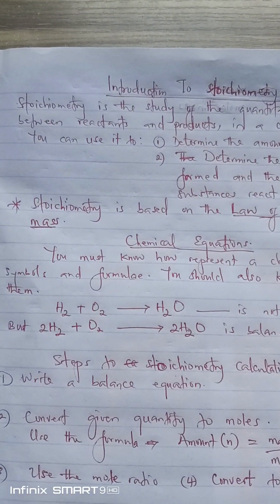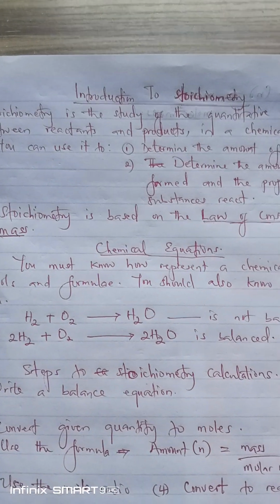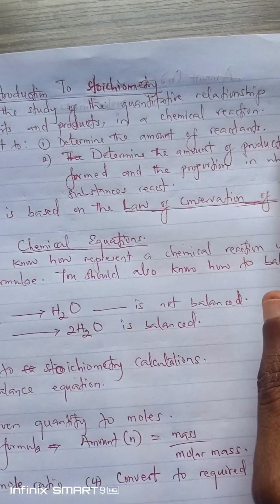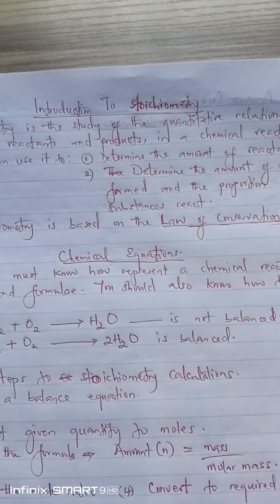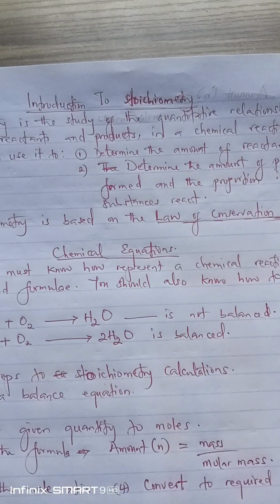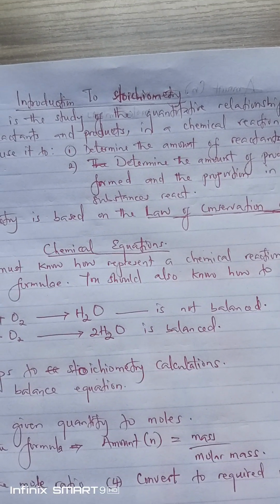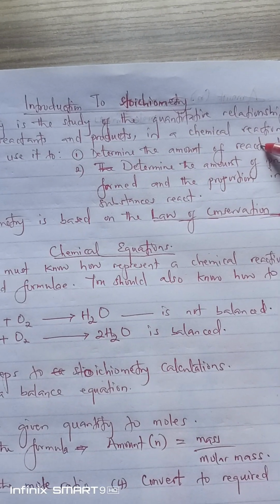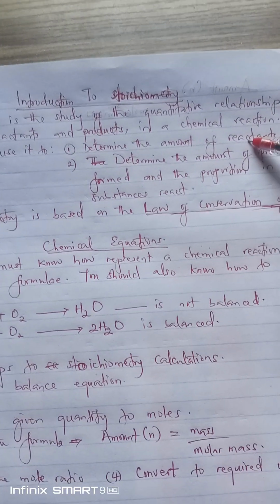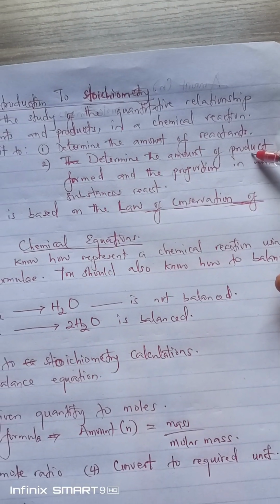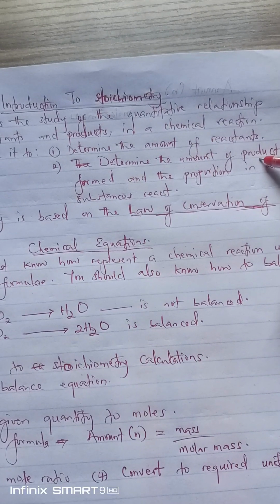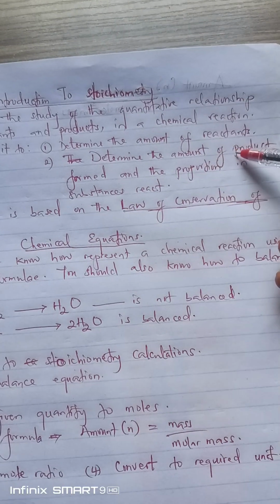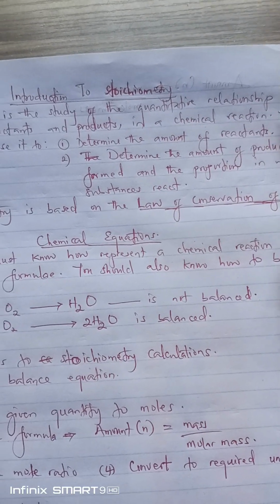So I want you to know that in chemistry you can use stoichiometry to do many things. Number one, you can use it to determine the amount of a reactant. Now when a reaction happens, certain substances are used up. Those substances that are used up are called the reactants. And then some substances are produced. They are formed from the chemical reaction. Those ones are what we call the products. So apart from using stoichiometry to know the amount of reactant, as you can see from number 2, you can also use it to know the amount of product that is formed.